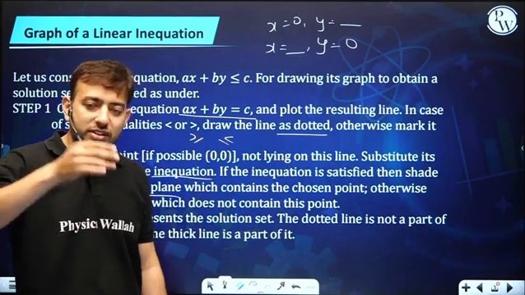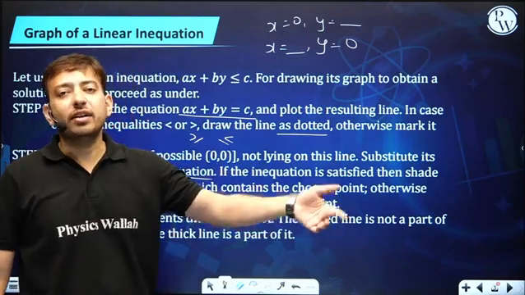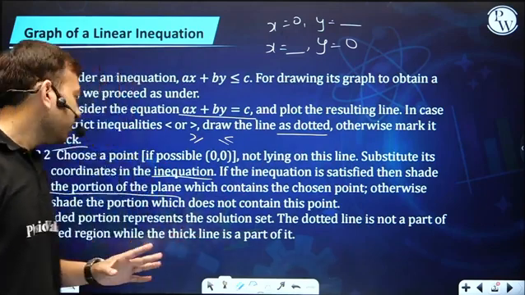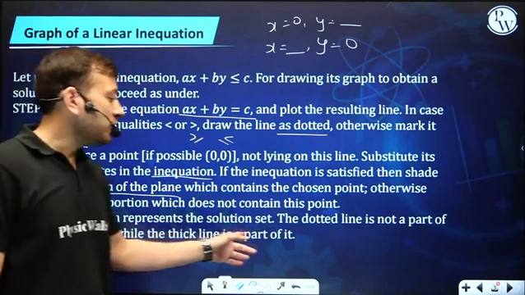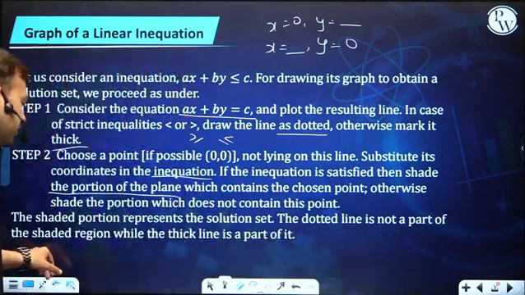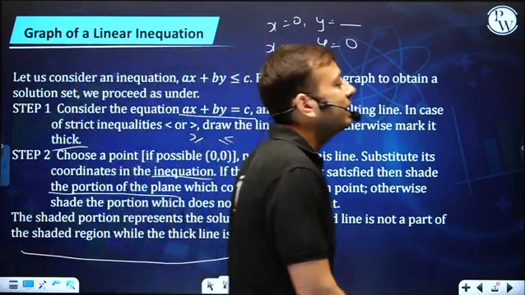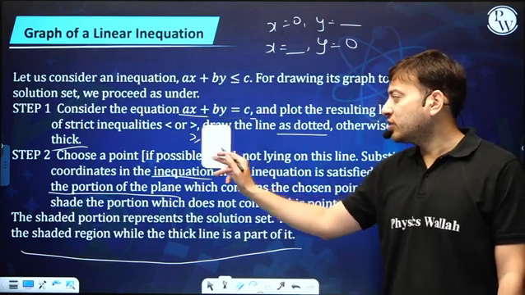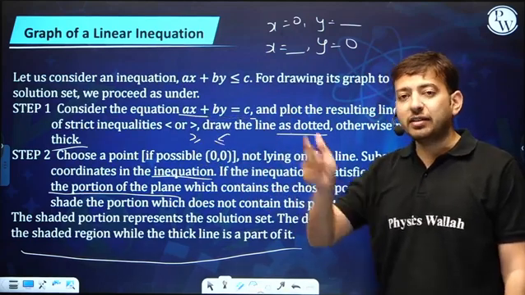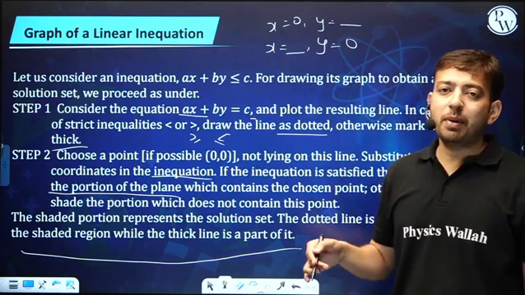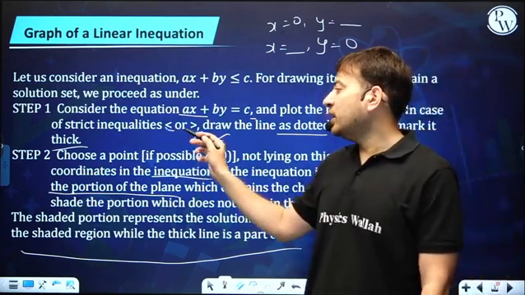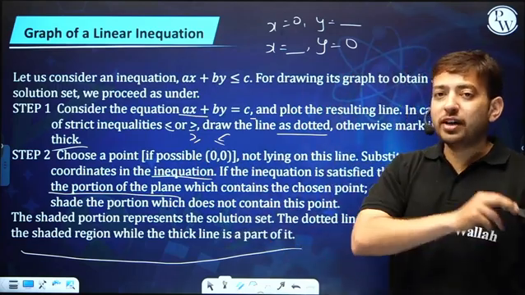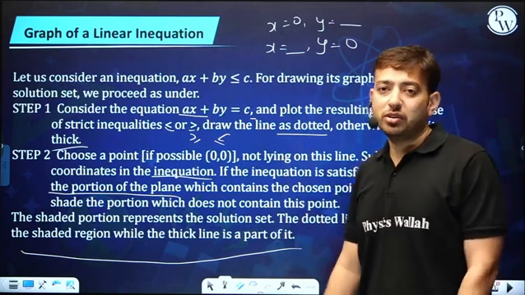If that point does not satisfy it, that means the opposite side will satisfy your inequation, means your plane. That's it. Very simple. Now, the shaded portion represents the solution set. The dotted line is not a part of the shaded region, while the thick line is a part of it. I have already made you understand that if equals to is there, then the thick line and the plane, means the shaded part, will be your solution. But if it is only greater than or less than, without equals to, then the dotted part will not be the solution, only the shaded part will be the solution.